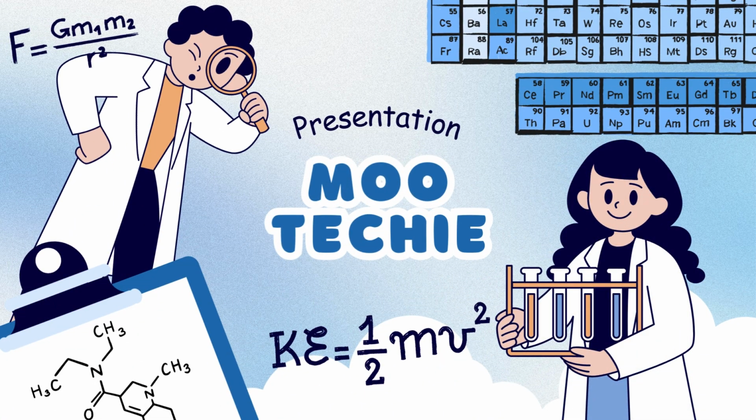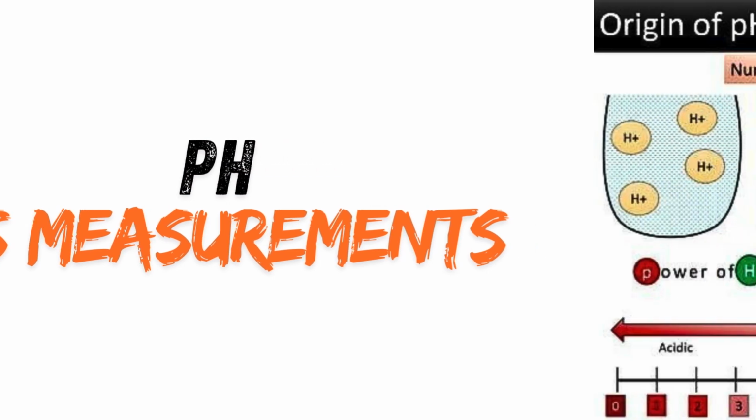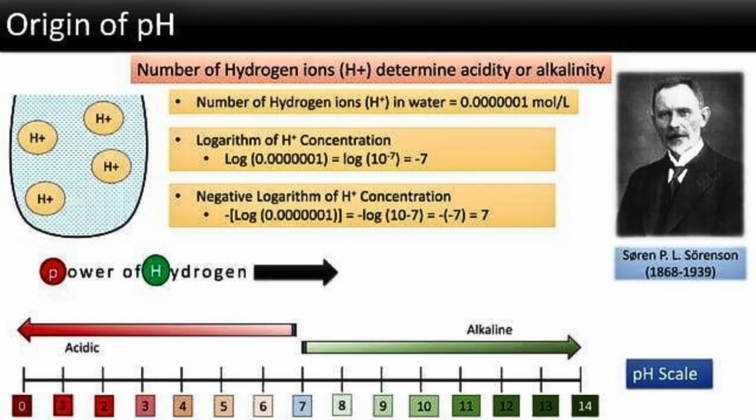It's wonderful to have you here as we dive into a fundamental topic in biochemistry, pH and its measurement. I'm excited to guide you through this fascinating subject. Let's begin by exploring the very origin of the term pH. The acidity or alkalinity of a solution is determined by the number of hydrogen ions, or H+ ions, it contains.